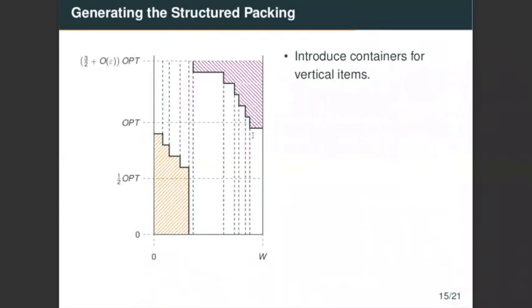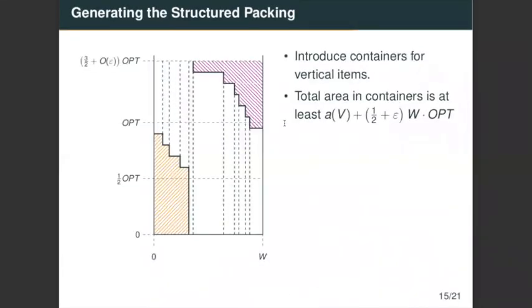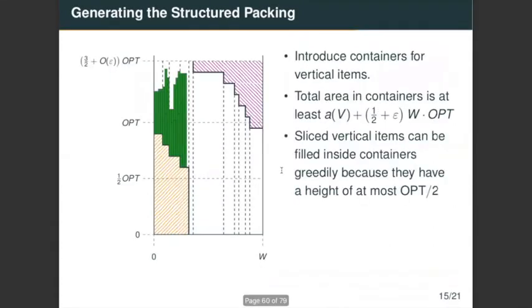Then by drawing the vertical lines from the corners of the silhouettes, we obtain these rectangular sub-areas, which we use them to pack the vertical items. Note that the total area inside these containers is at least the total area of the vertical items plus 1/2 plus epsilon times W opt.